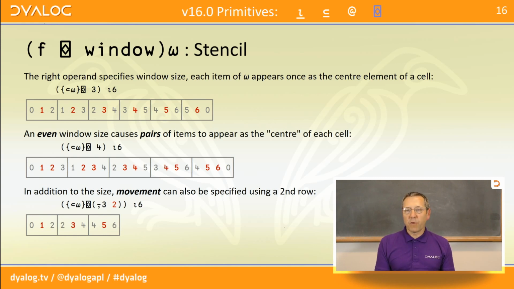The default movement is to move one along and then one down and then one plane if it's a 3-dimensional array. But if you provide a 2-row matrix as the operand, then the movement of the center cell can be specified. So in this last example on the slide, we're saying window size of 3, but move 2 along between each call.